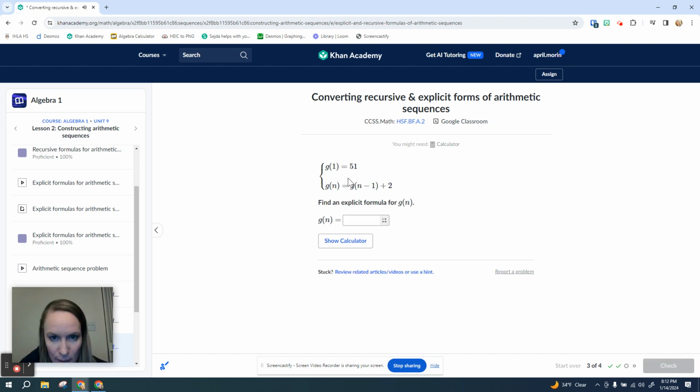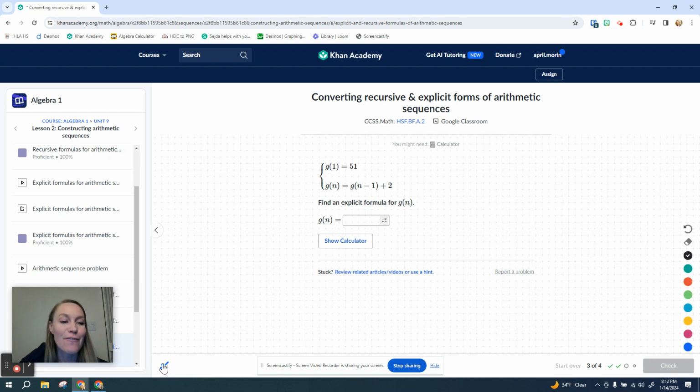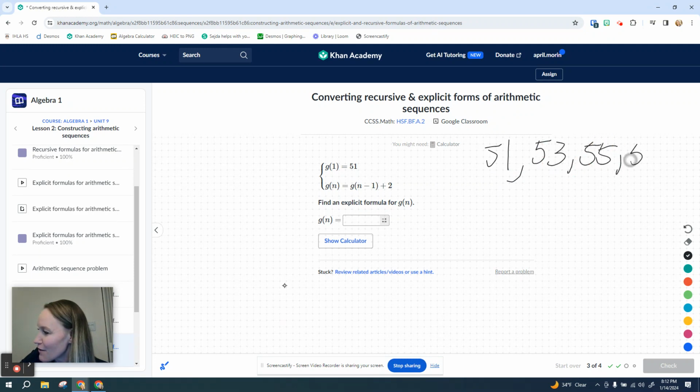So we have the first term and we have the recursive formula, but we need the explicit formula. Okay. So the way I like to do this is list the first 4 terms. Okay, that's 51. And we have the pattern, right? 51 plus 2, 53, 55, 57. Easy peasy when you have the recursive formula.